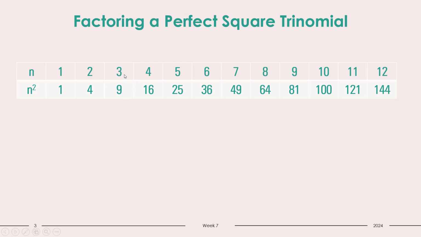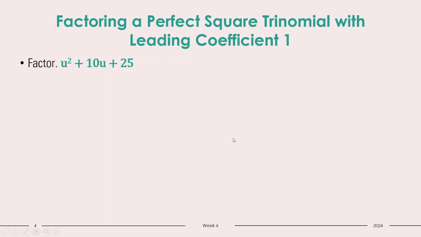For instance, when I square 3, I get 9. 9 is a perfect square. When I square 7, I get 49. So we say 49 is a perfect square. It's helpful to recognize these as we go through, because it may give you a hint that, hey, I can use one of these special patterns. So let's take a look.